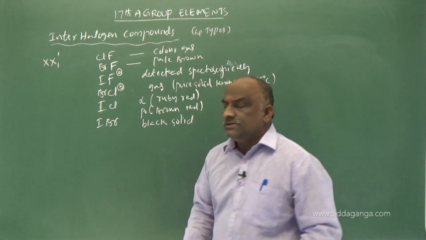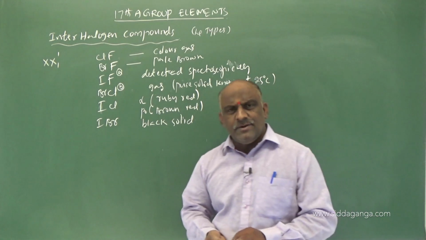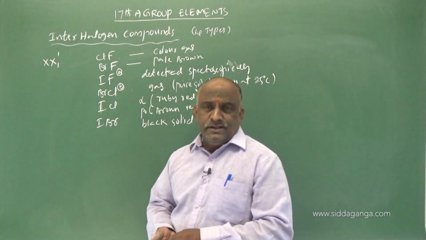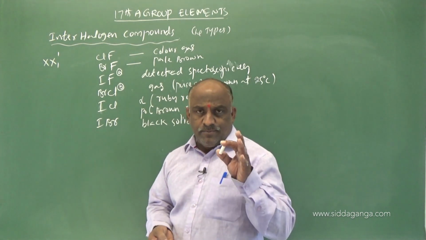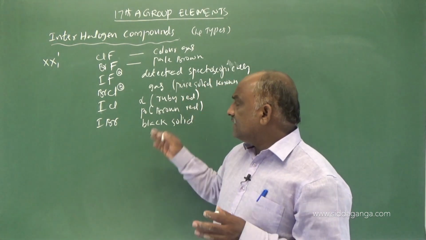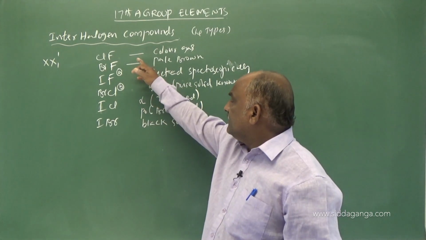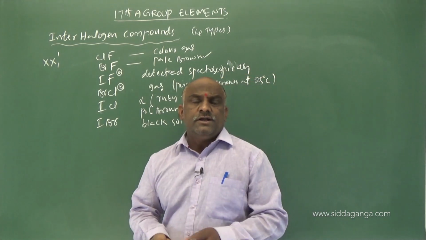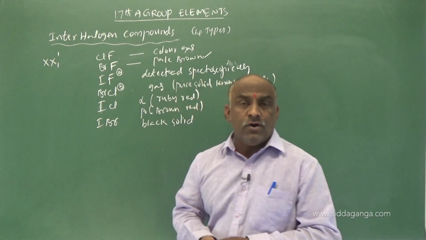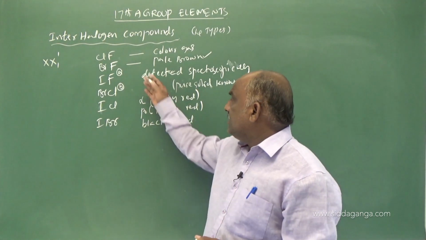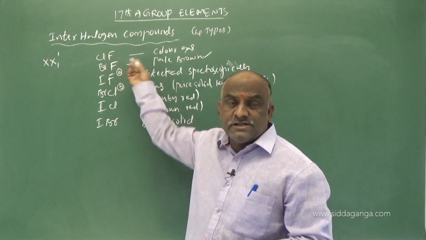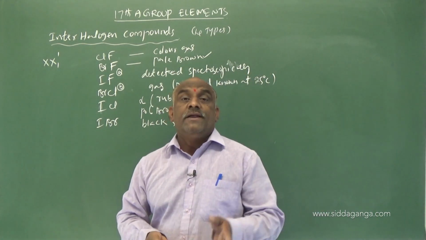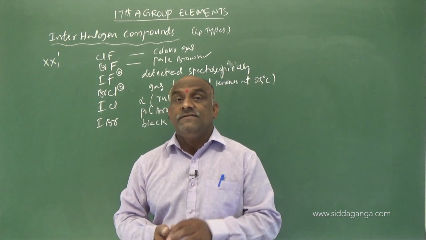IBr is a black solid. So my dear students, it is a little bit difficult to remember, but in this topic you have to remember the colors of the compounds, which are very important. Generally we know that bromine is red and iodine is violet, but here, by mixing halogen with halogen, they appear as different colors.